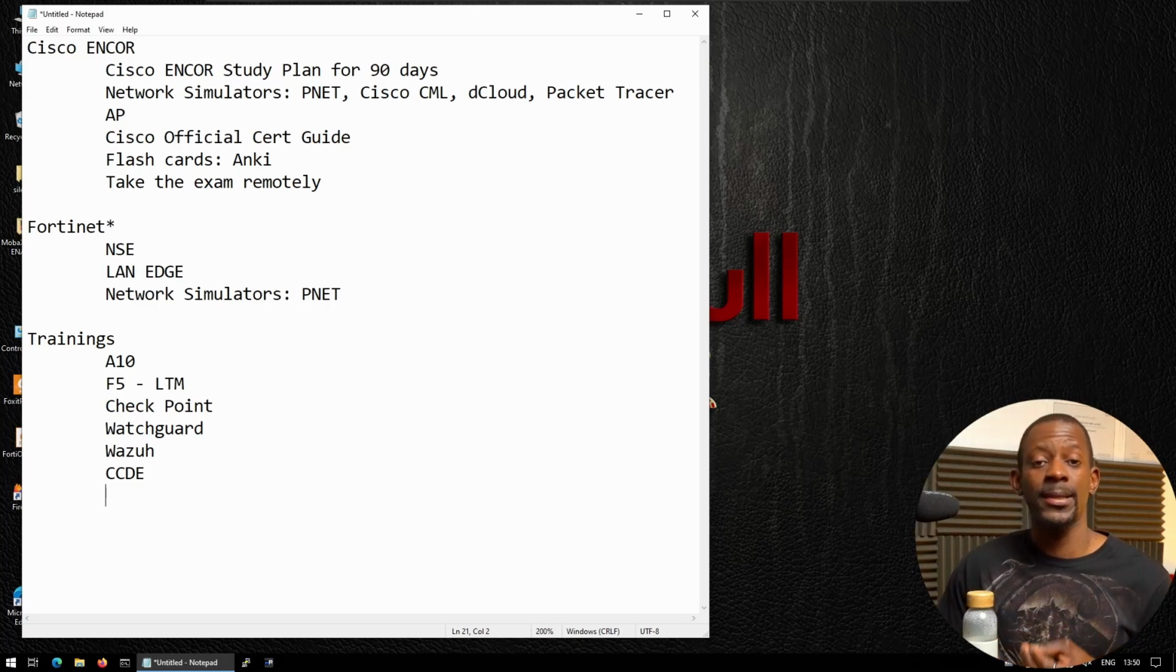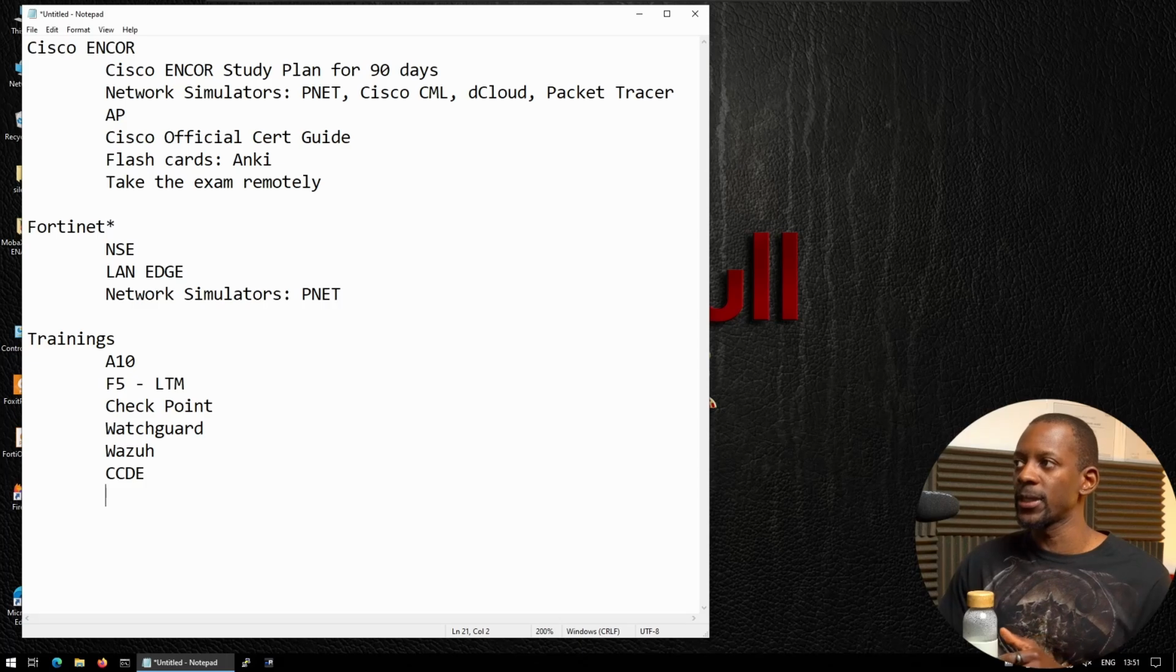And I'll be taking the exam remotely, which means that I won't have to go to any Cisco authorized center to take the exam. It just saves time, saves money, because I don't have to go anywhere. I'm just going to take it from the comfort of my house. Okay, so that's for Cisco ENCOR. And this is the exam that I really will have to take.